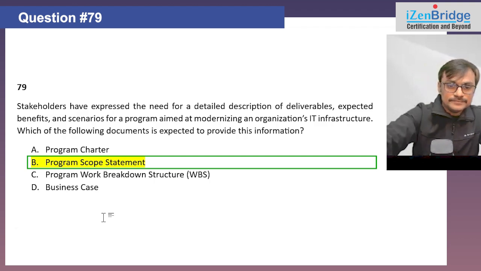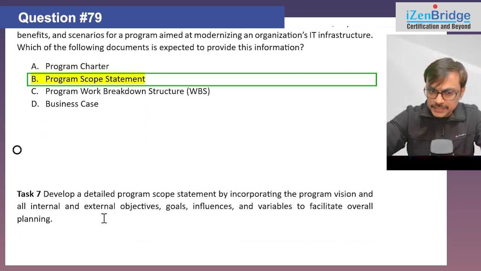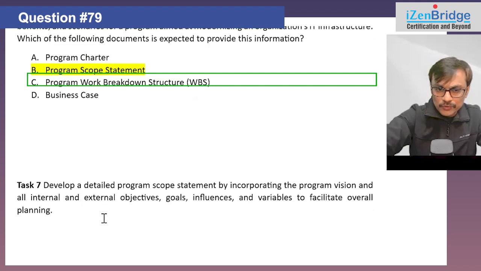So some list of these artifacts and their uses will help you in getting some of the questions in your exam, right. So this question can be mapped to task 7, which talks about develop a detailed program scope statement by incorporating the program vision and all internal external objective goals, influences, variables for overall planning.